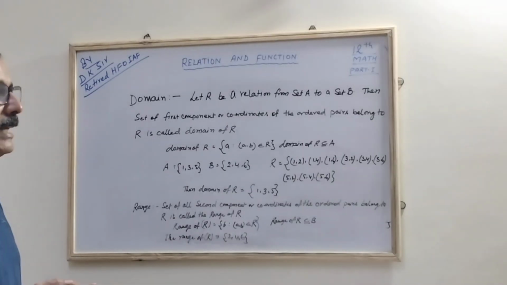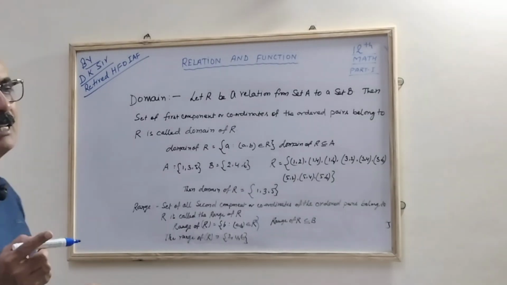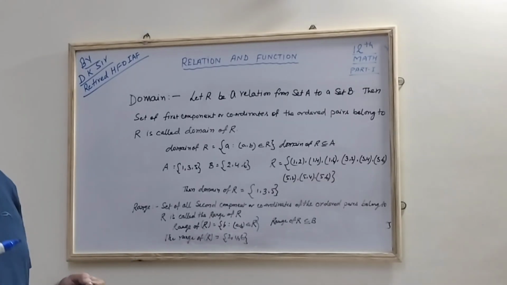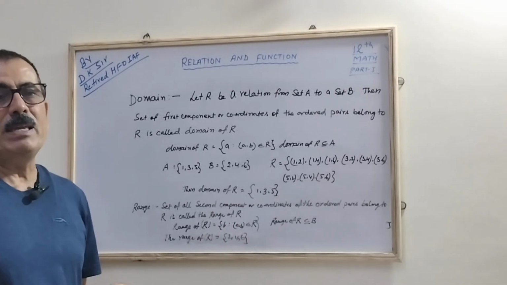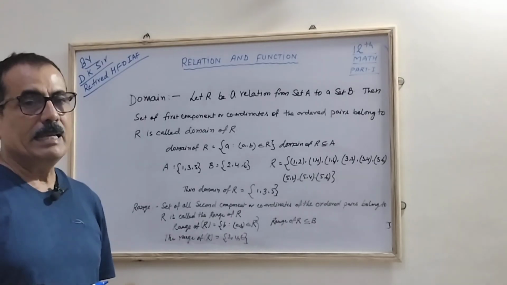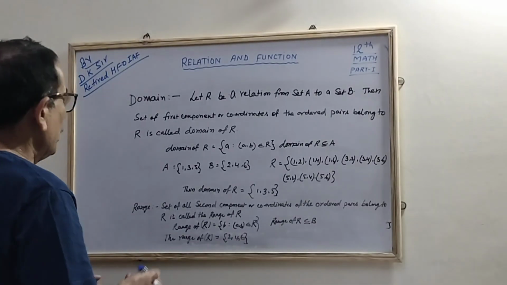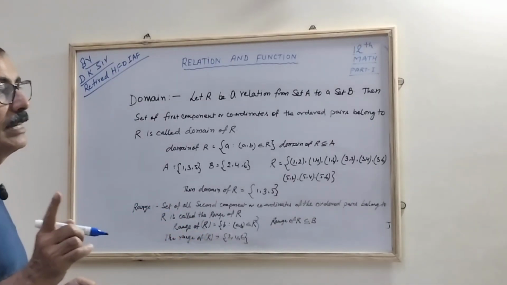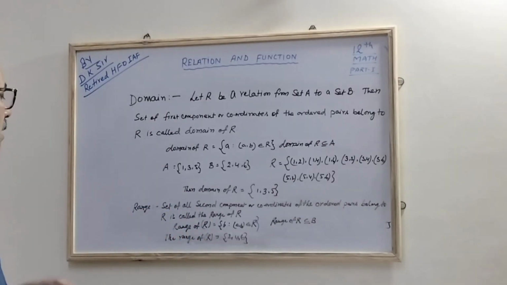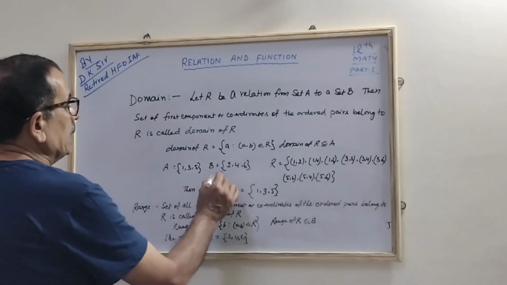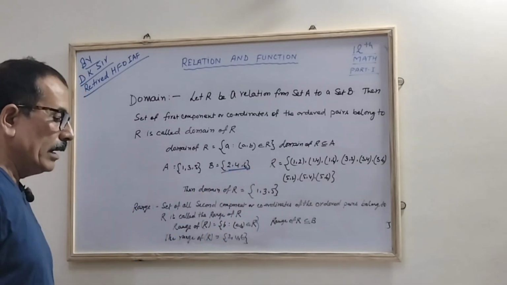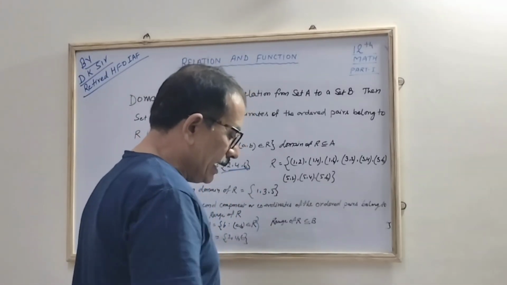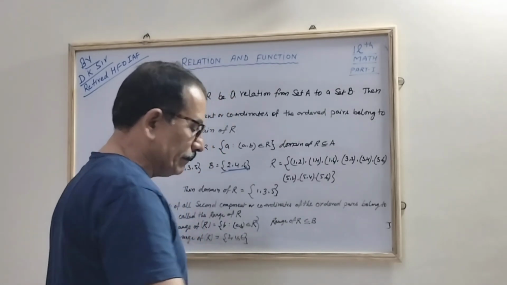Correct? Range is applicable if we have the sets A and B, and A is related to B. The elements of the set B will be said to be the range. Correct? That will be a range. The range of the relation R will be 2, 4, 6. That is the set B. Understood? So this is all about the range. The next we will see the image and the pre-image.